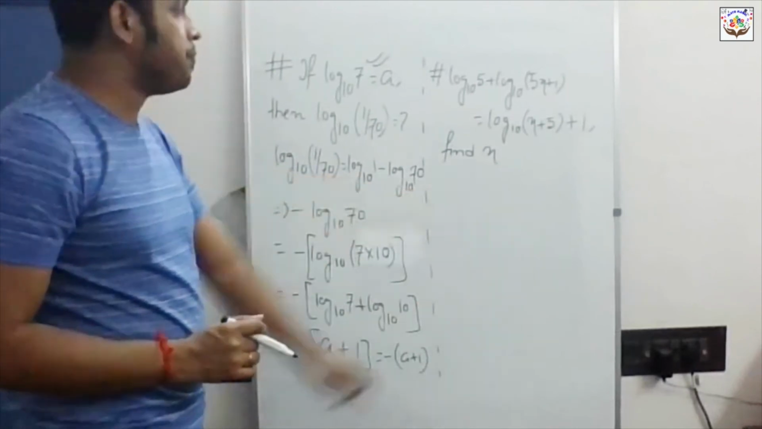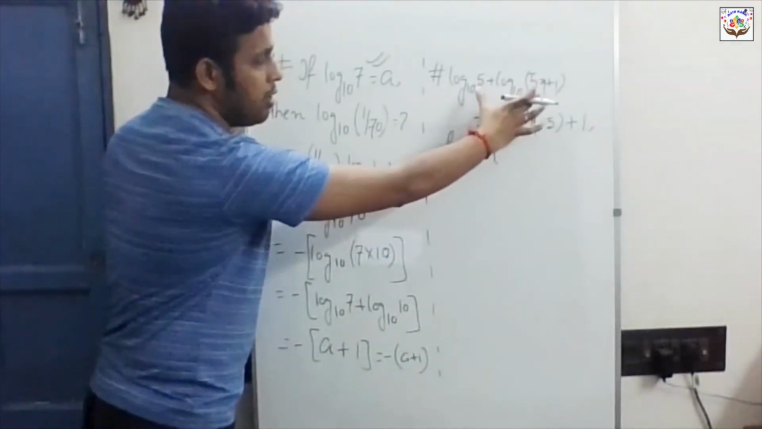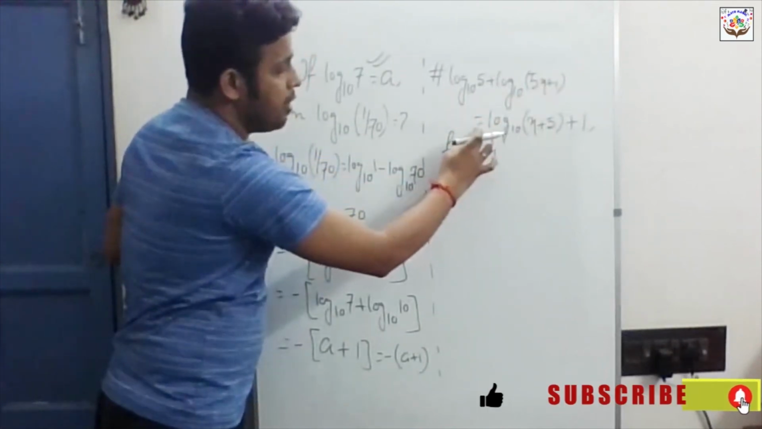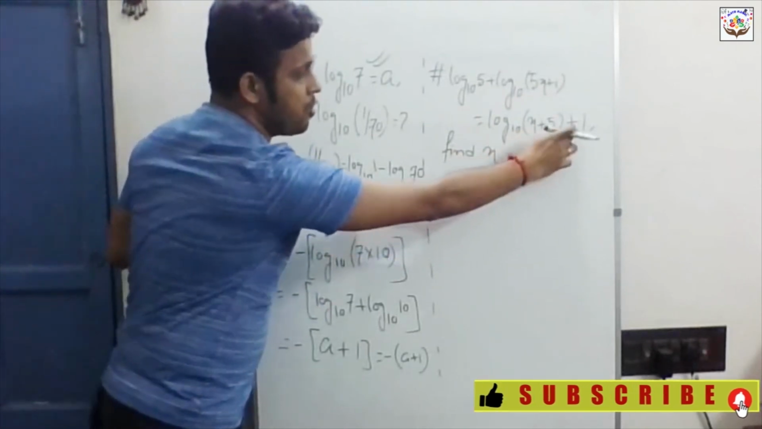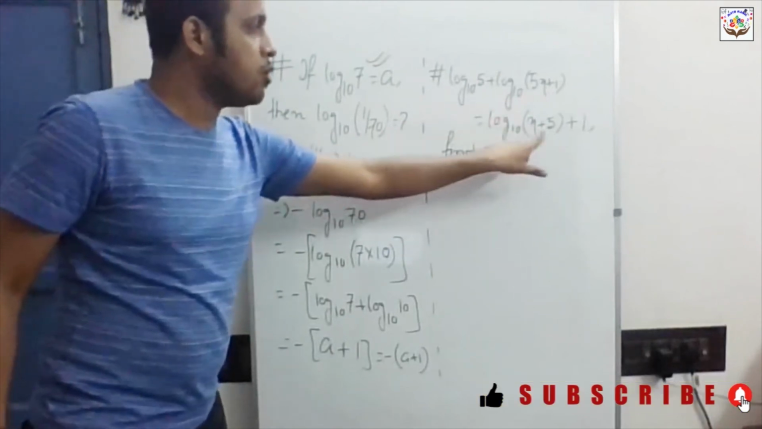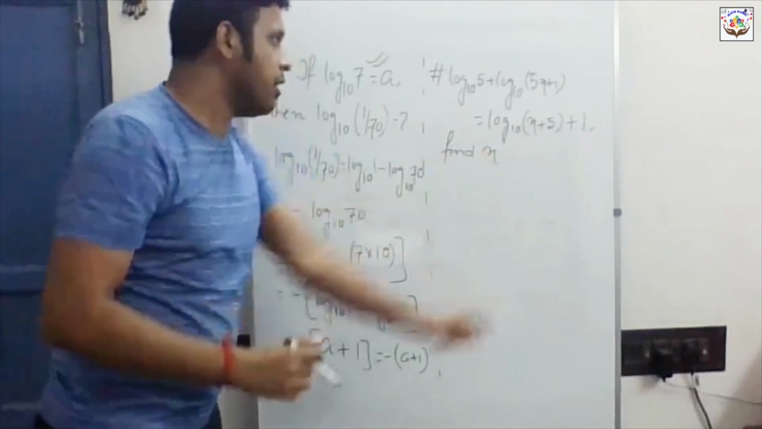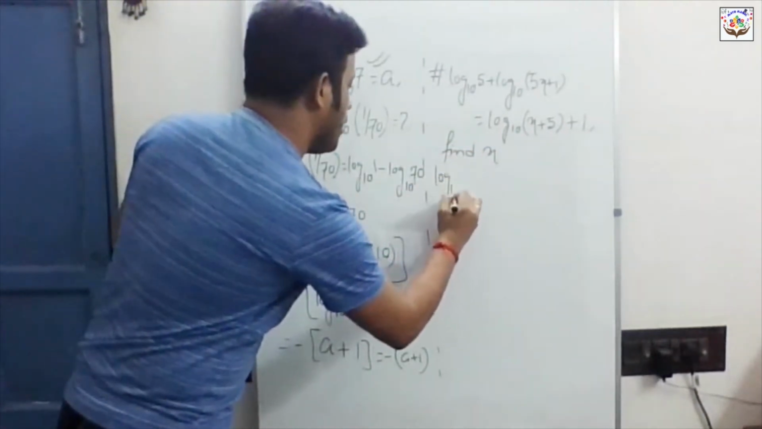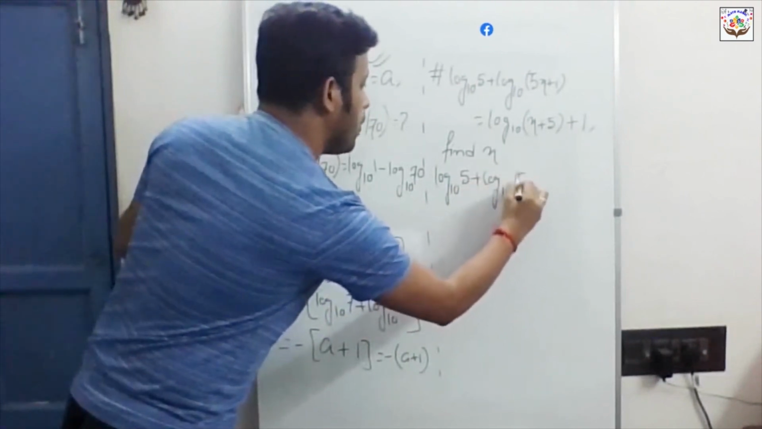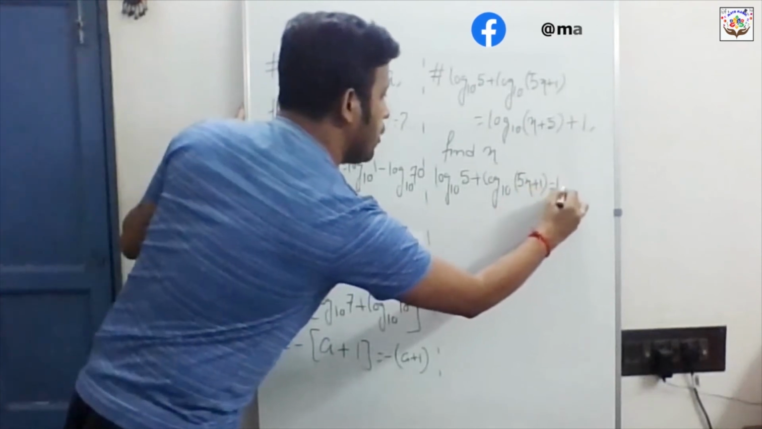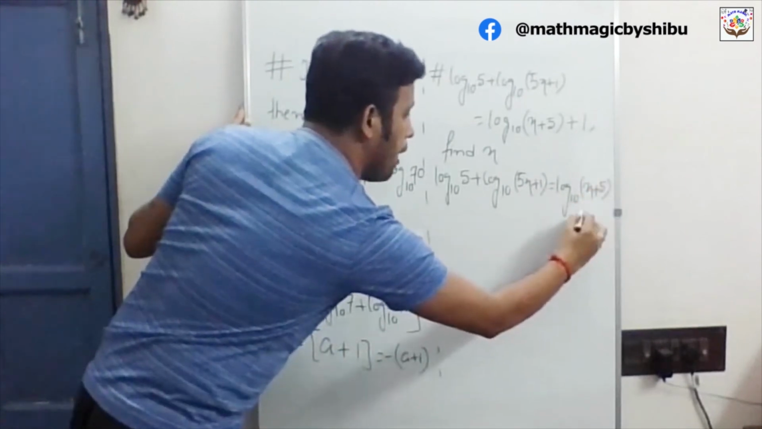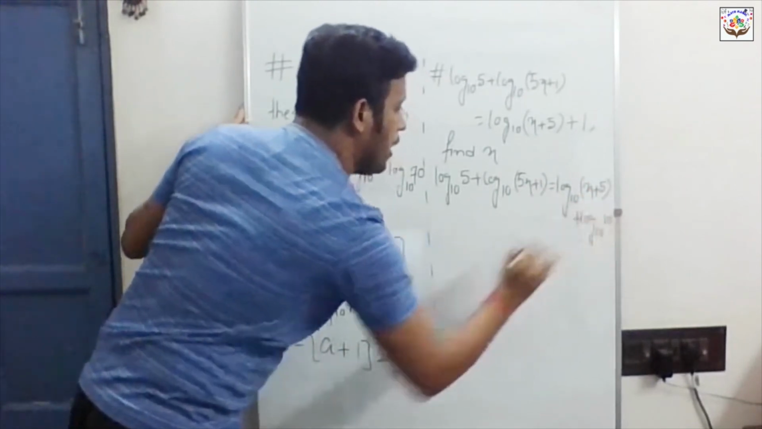Now let us solve this problem. In the left hand side, log 10 5 plus log 10 5x plus 1, and equals to, in the right hand side, log 10 x plus 5 plus 1. So from the base, you can understand that all the base are 10. So I can write 1 as log 10 10. What I mean to say is that log 10 5 plus log 10 5x plus 1 equals to log 10 x plus 5 plus, instead of 1 I am writing log 10 10.